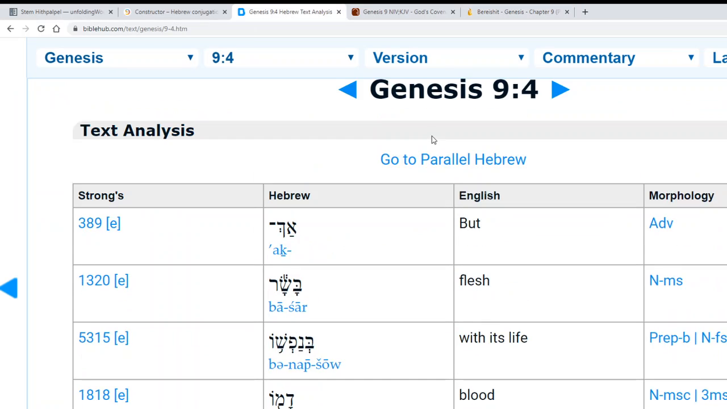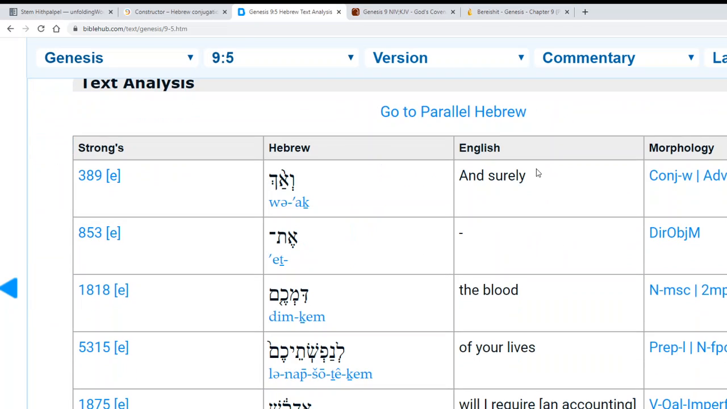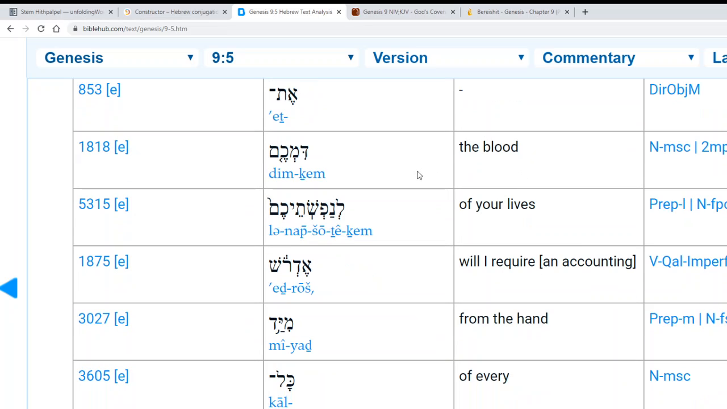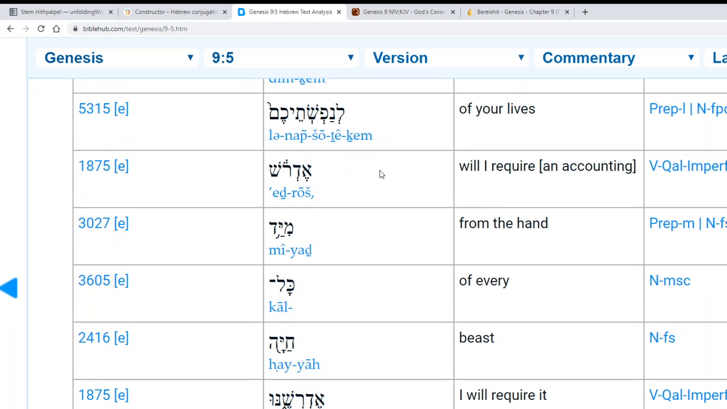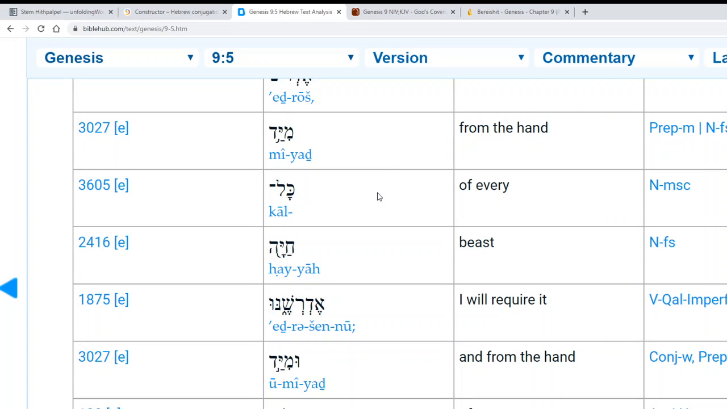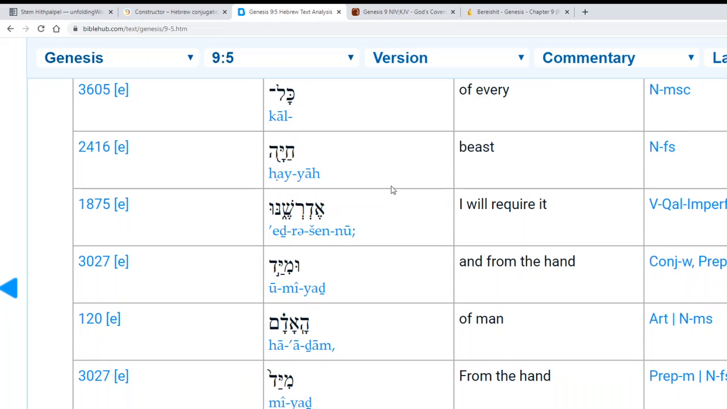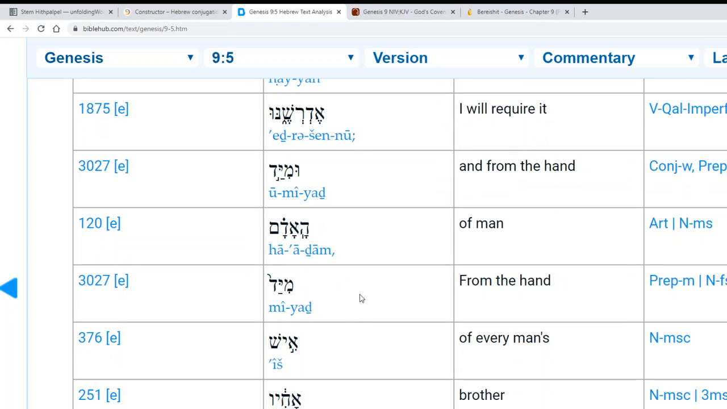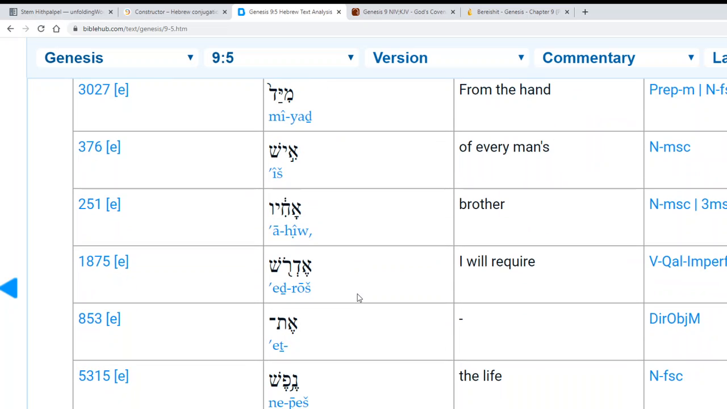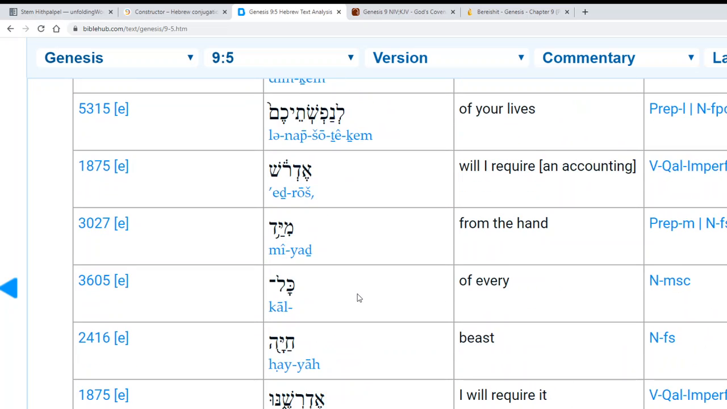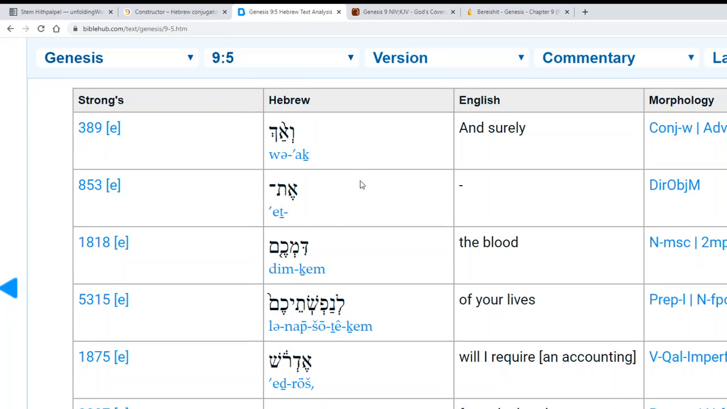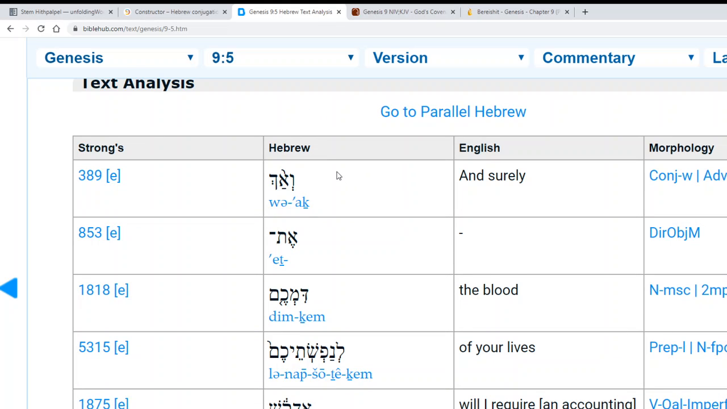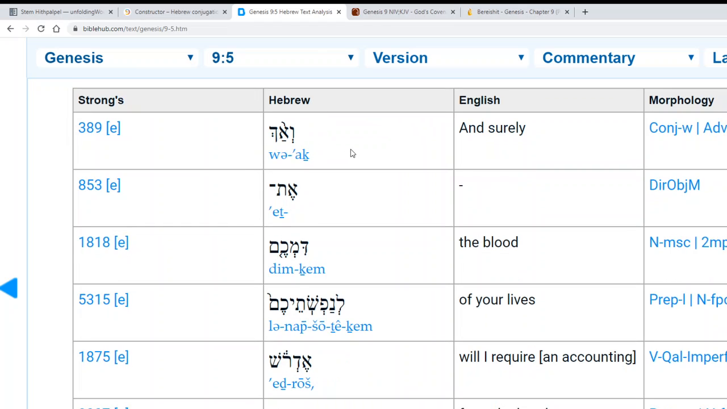Okay, next verse 5. V'ach et dimchem lenafshotechem edrosh miyad kol chaya edreshenu umiyad ha'adam miyad ish achiv edrosh et nefesh ha'adam. Very interesting. So, okay, let's read this and then we'll look at the translations because this is actually not such a straightforward verse, I would say.